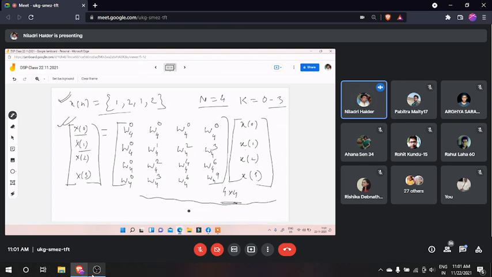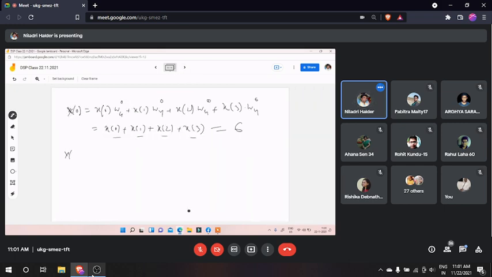calculate x1. What is the value of x1? This into this, that into that, that into that, and that into that. So the value of x1 you can write as x0 w4^0 plus x1 w4^1 plus x2 w4^2 plus x3 w4^3.